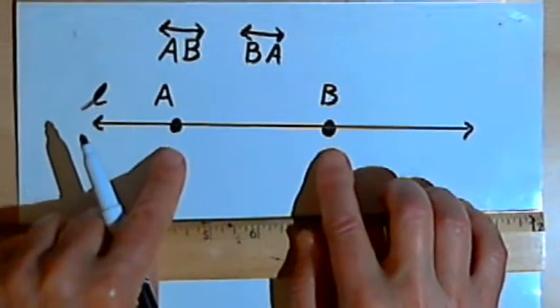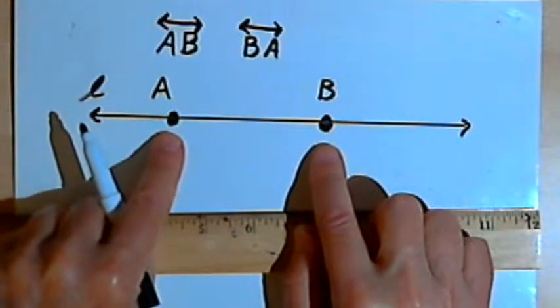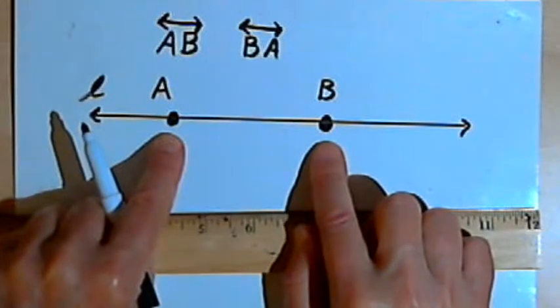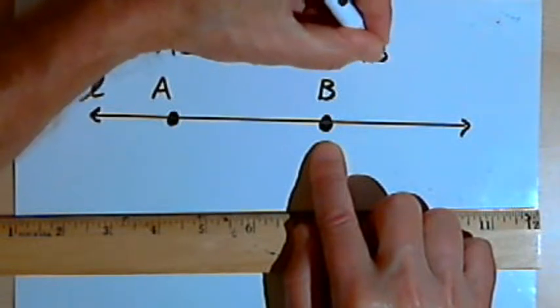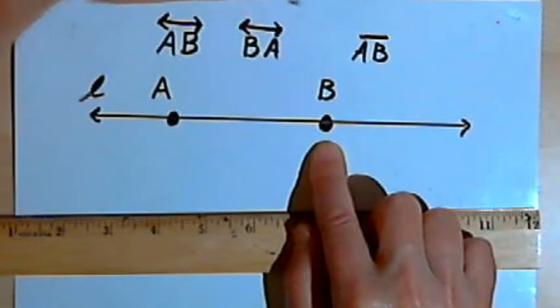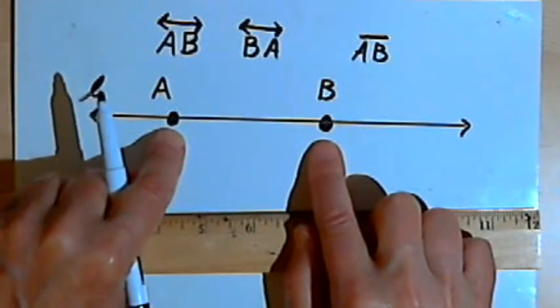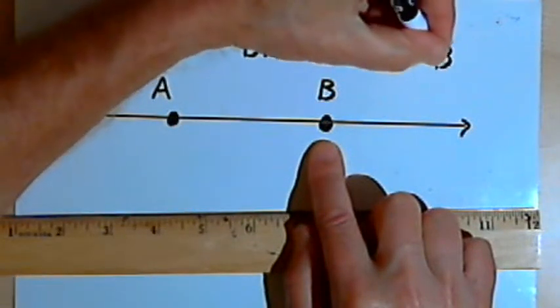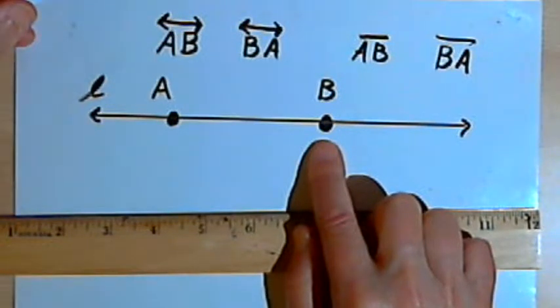Now, I might want to just talk about one part of the line. I might just want to talk about the part of the line from point A to point B. That's a line segment. And the notation for a line segment is going to be an A and a B, and just a bar over it, just a line over it, but no arrows. So line segment AB goes from point A to point B. I could also call that line segment BA. It would be the same thing.